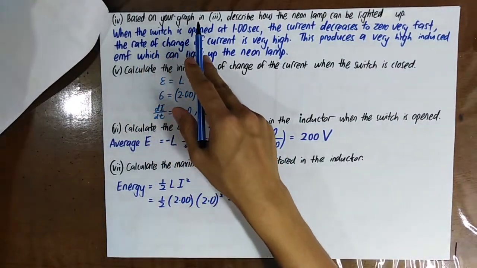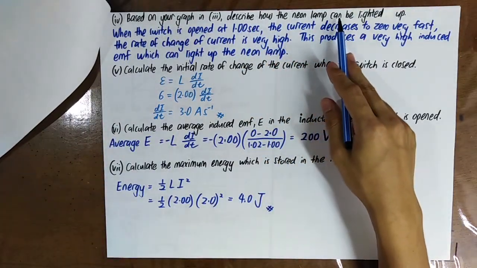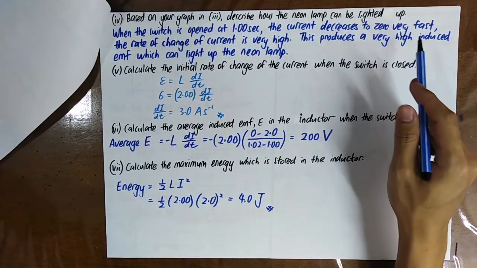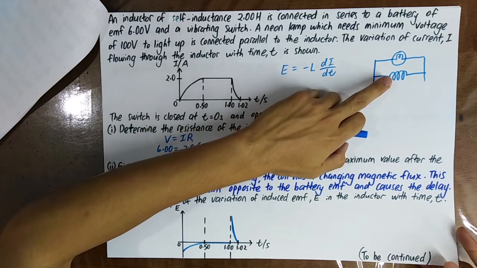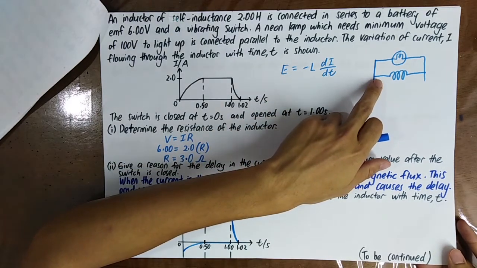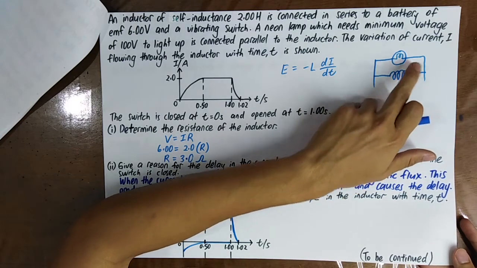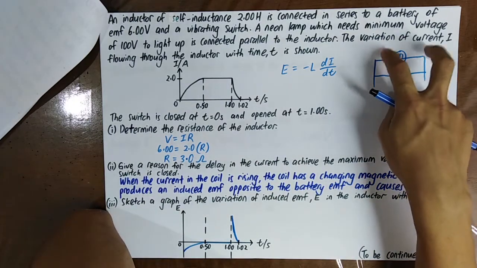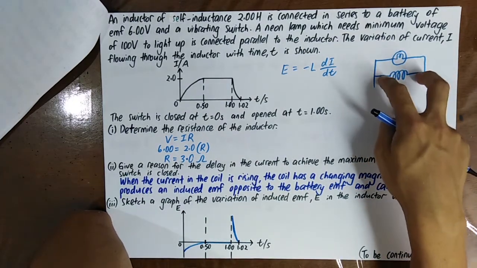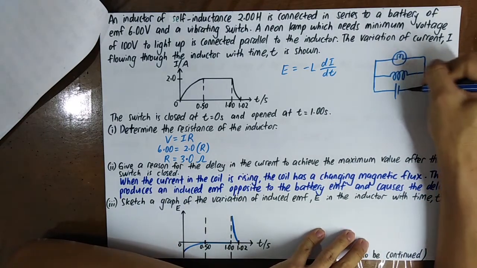Based on your graph in 3, which is this graph, explain how the neon lamp can be lighted up. Just now you already know that the neon lamp will be connected in parallel with the inductor. So when the potential difference across the inductor is maximum, then the potential difference across the neon lamp is maximum, because you know that the potential difference across here is equal to the potential difference across here. I think this is connected to a battery here.